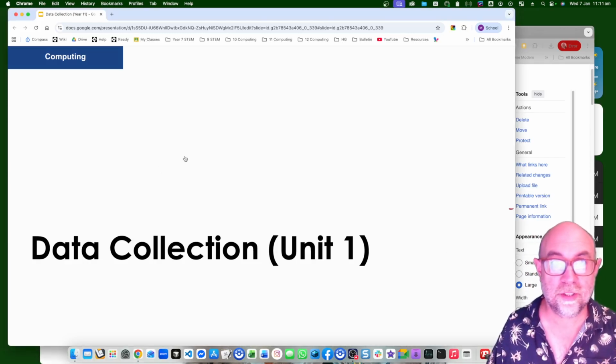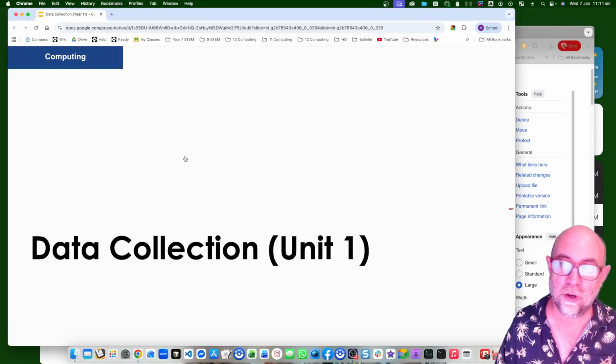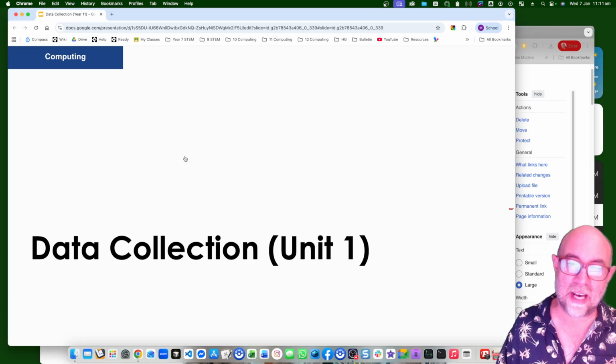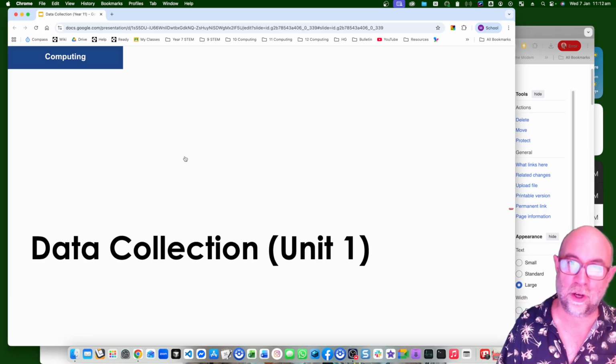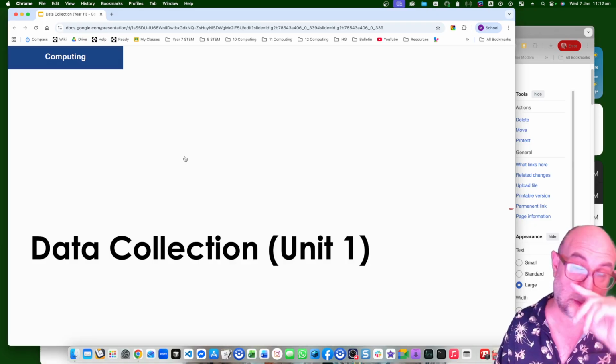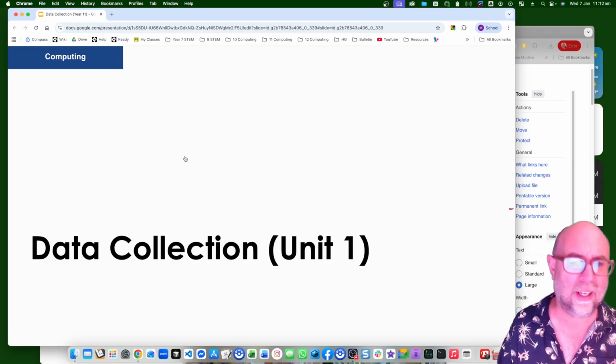Hello and welcome to this presentation, which serves as an introduction to data collection for Unit 1. I will also be talking about data collection in Unit 3, but data collection in Unit 3 has a particular focus in terms of collecting information to support your software requirement specification. So this is specifically for Unit 1, which is sort of overlapping with data analytics.